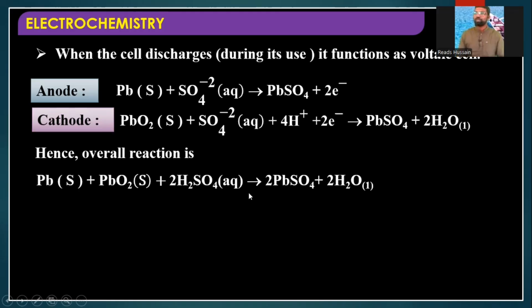2H2SO4. This is the reactant part. On the product side, PbSO4, 2PbSO4 and 2H2O. 2PbSO4, 2H2O. This is the reaction that takes place when we are using the battery.